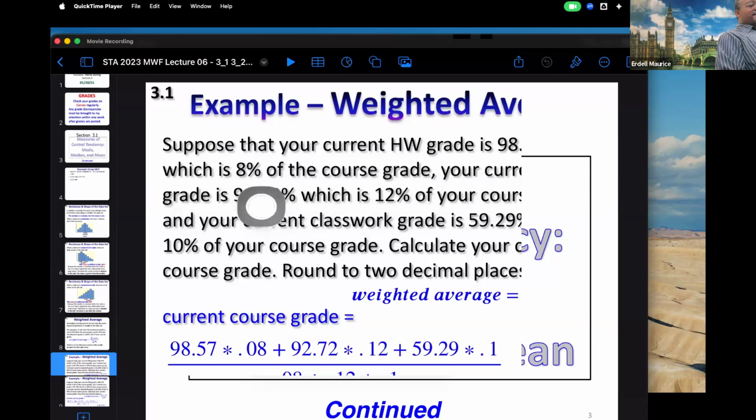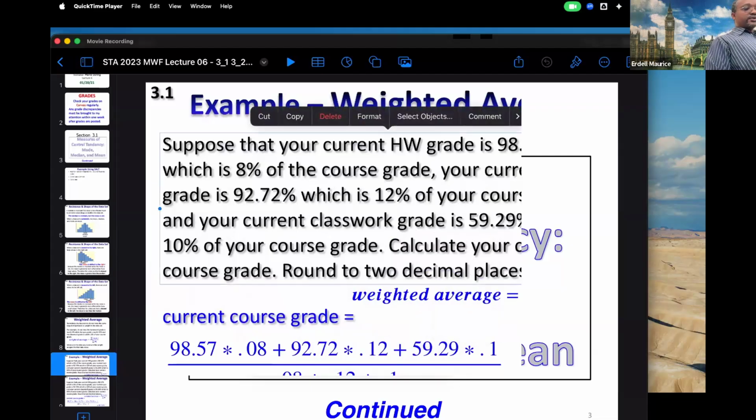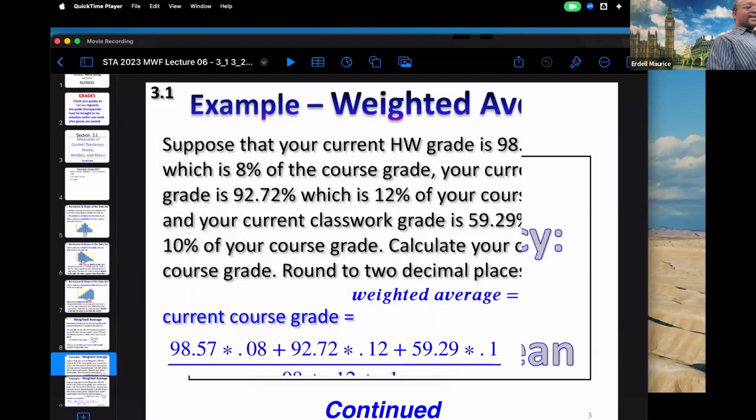And then your current quiz grade is 92.7, which is 12% of your grade. And your classwork grade is 59.29, which is 10% of your grade. Calculate your current course grade. Again, this right here, you do it by using what's called a weighted average. So what you do is you take each score and you multiply it by its weight. So 98.57 gets multiplied by 8%, the weight. And then you take the 92.7, you multiply that by its weight. And then you take the 59.29 and you multiply that by its weight. And then you add those three numbers up.